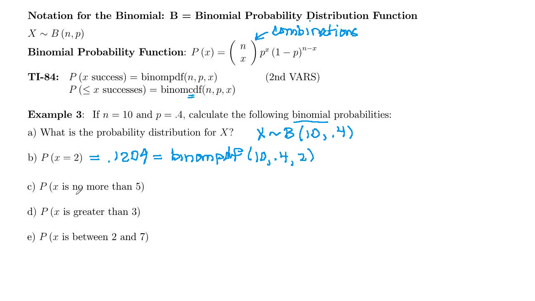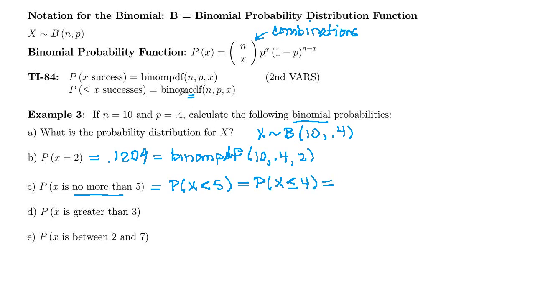Probability x is no more than 5. So x is not more than 5. If it's not more than 5, it's less than or equal to 5. Well, we can do equal probabilities or less than or equal probabilities on the calculator. If you're strictly less than 5, the next number down is 4 successes. So this is saying x is less than or equal to 4.